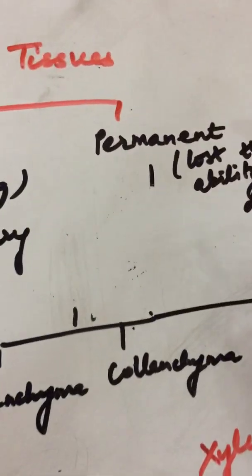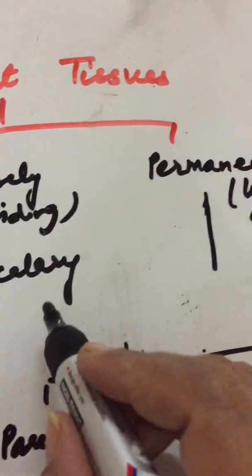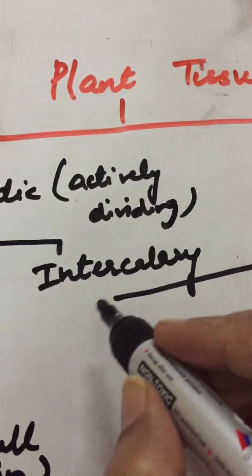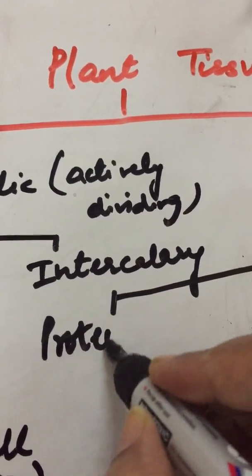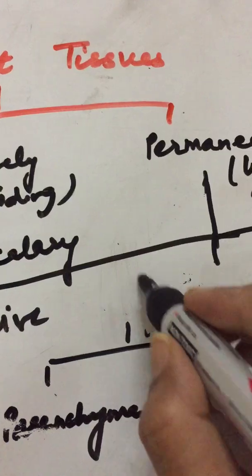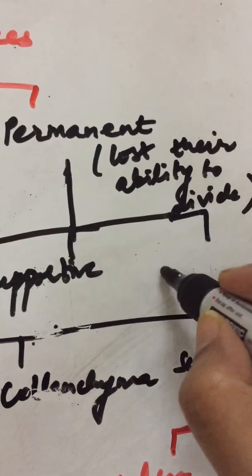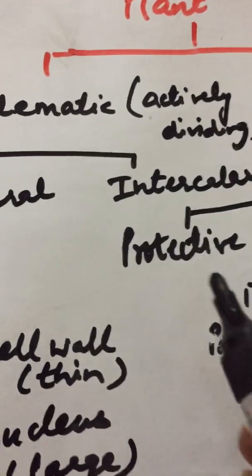Next we move on to permanent tissue. Permanent tissue again can be divided into three categories according to the function they perform. We have protective. Next one is supportive. And third one is conducting. So protective, supportive and conducting.